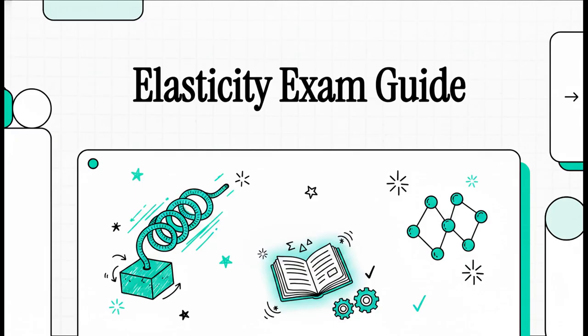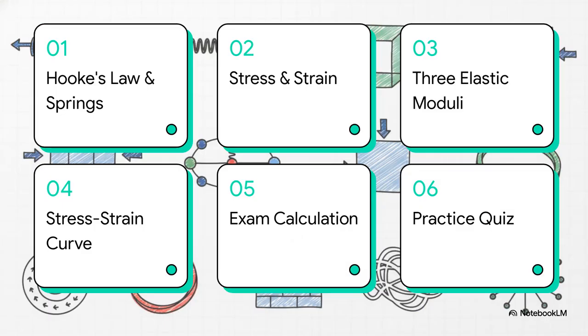We've built this specifically to walk you through the core concepts, the absolutely essential formulas, and the exact problem-solving steps you need to go in there and secure a perfect score. So here's our study roadmap. We are covering 6 key areas today: Hooke's law and springs, the fundamentals of stress and strain, the 3 elastic moduli, the stress-strain curve, a fully worked exam calculation, and finally, a rapid-fire practice quiz.